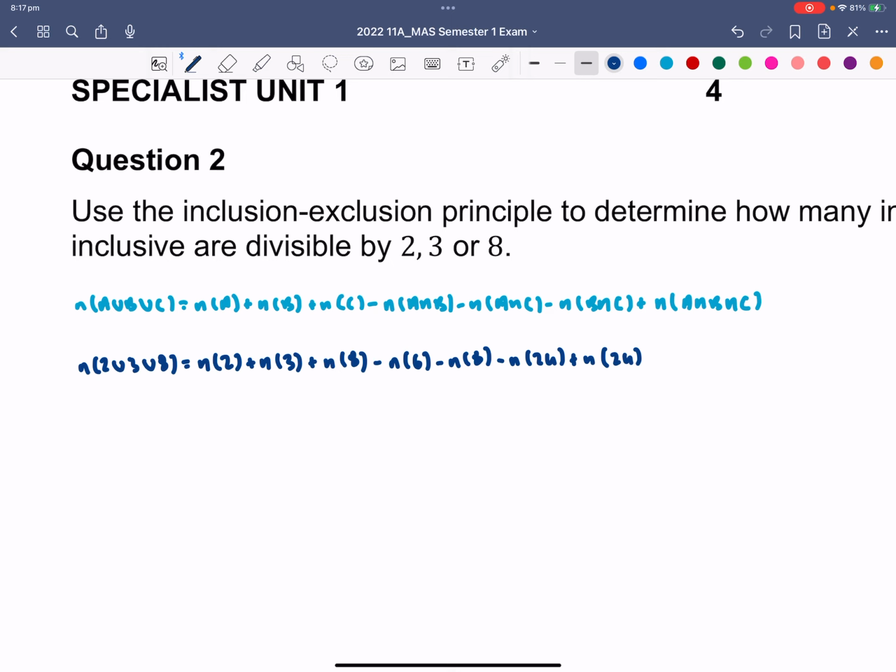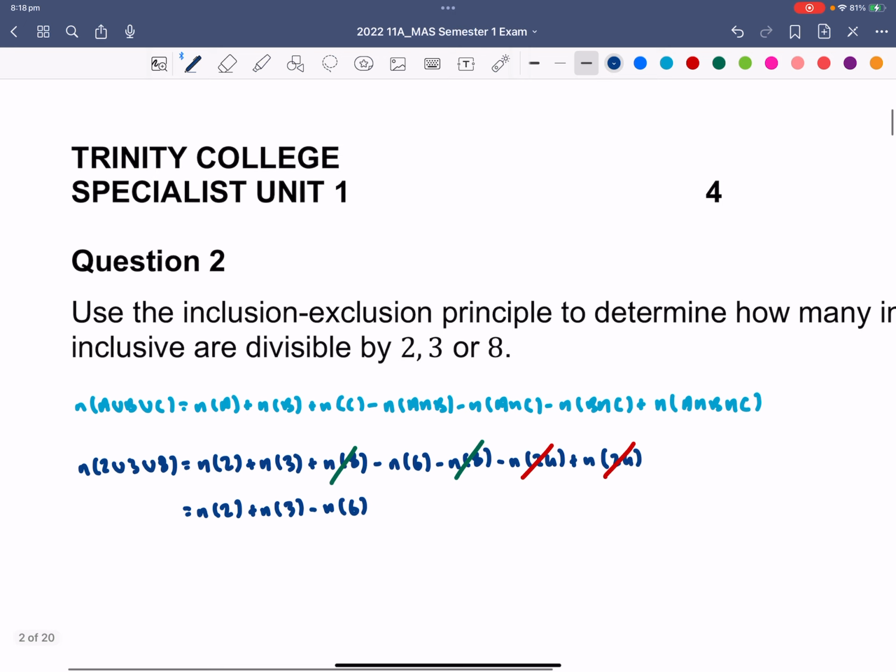All right, it didn't click to me straight away, but by writing it this way, it's clicked to me that, look, this is minus numbers divisible by 24 plus numbers divisible by 24. So that just cancels out. And this is minus numbers divisible by 8, and this is plus numbers divisible by 8. So really, this question has just become numbers divisible by 2 plus numbers divisible by 3 minus numbers divisible by 6, which is so odd. But then it actually makes perfect sense. I'll show you why it makes perfect sense.